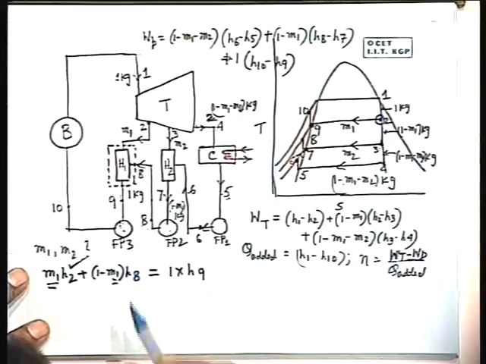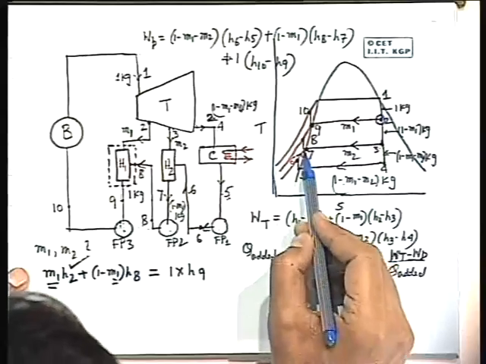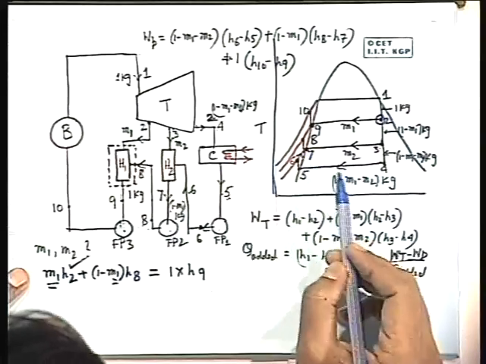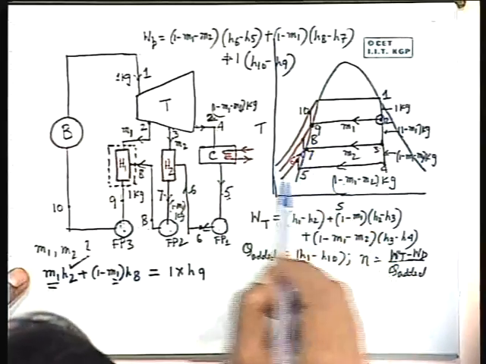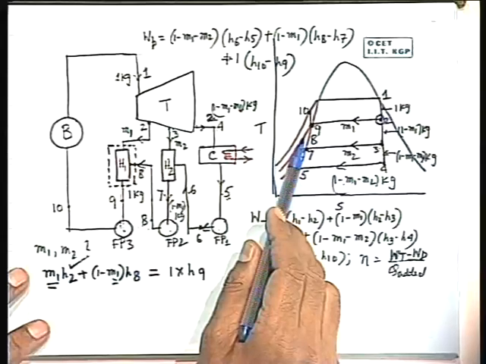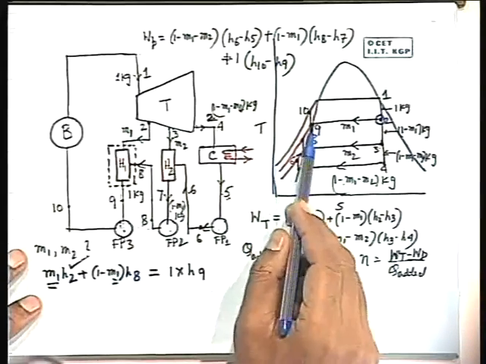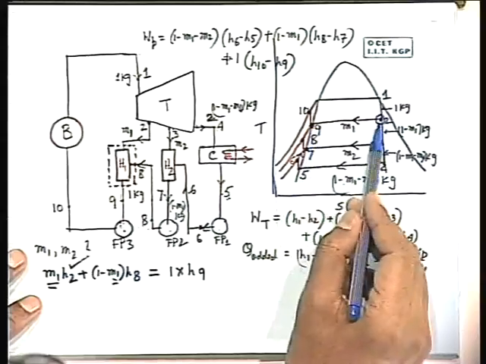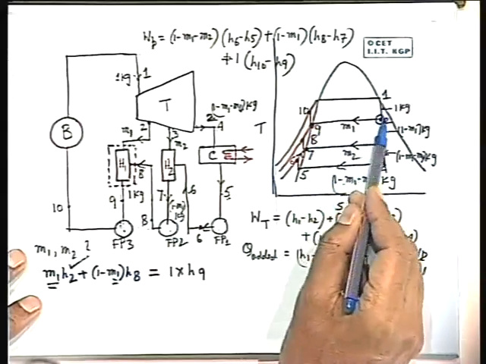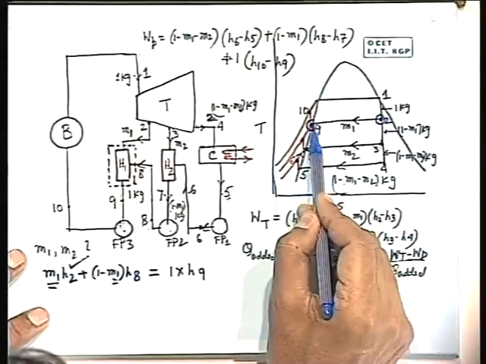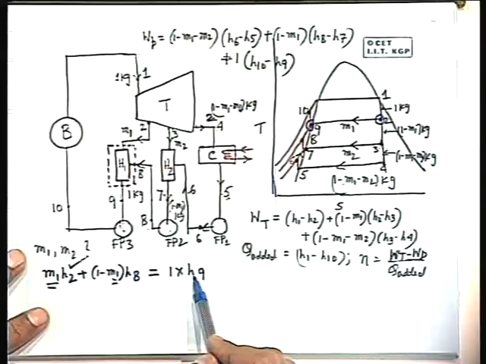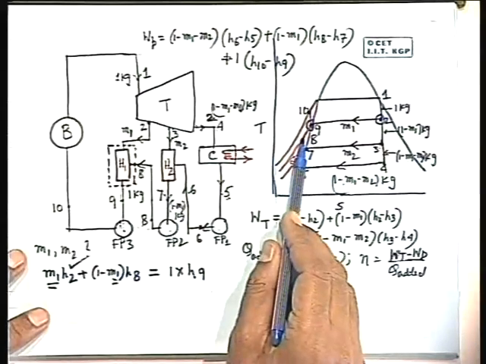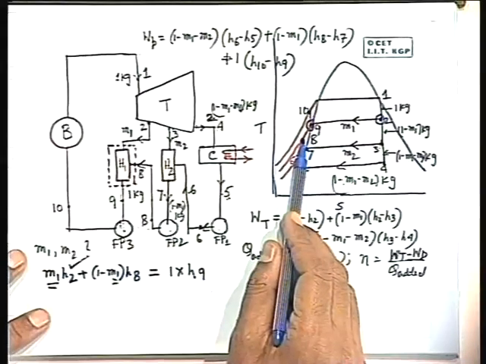What is H8? Where is H8? H8 is this one. Mind that this point is H8. Clear? This point is H9. Let us first do H9, simple. H9 is at this pressure, the enthalpy of the saturated liquid, H9. So I will have to know H8. Okay? How to find out H8?